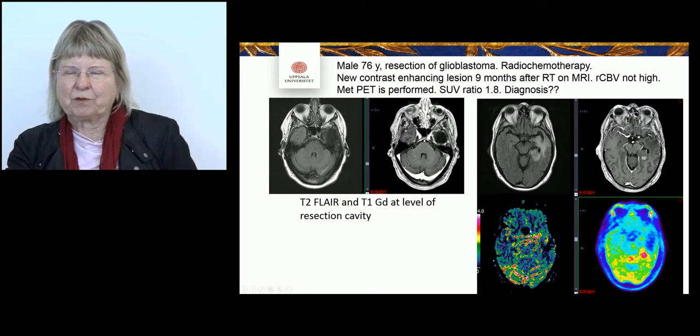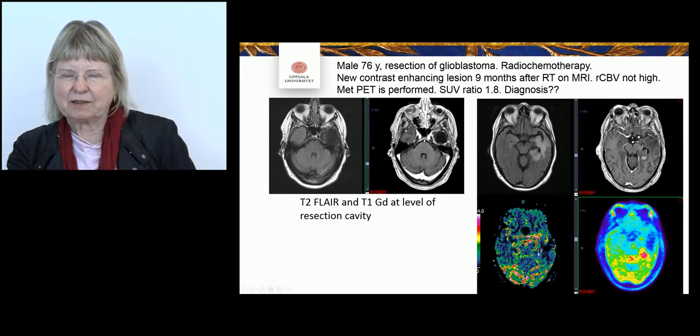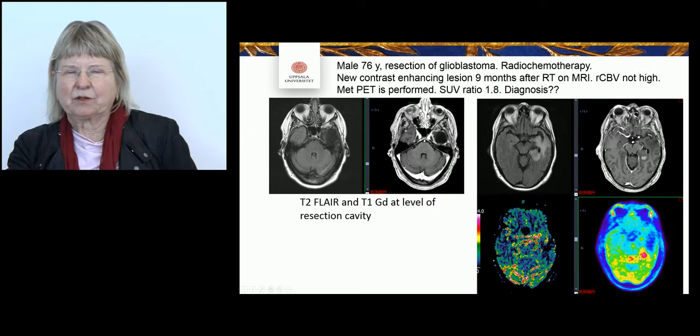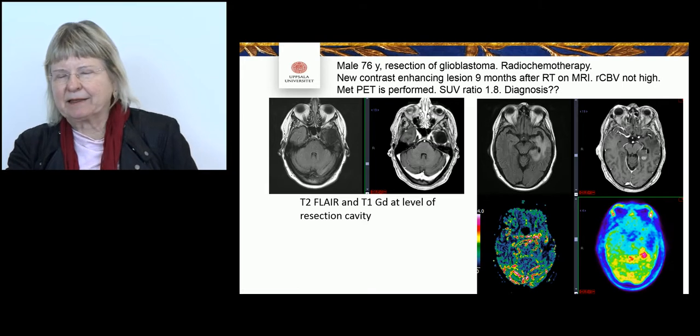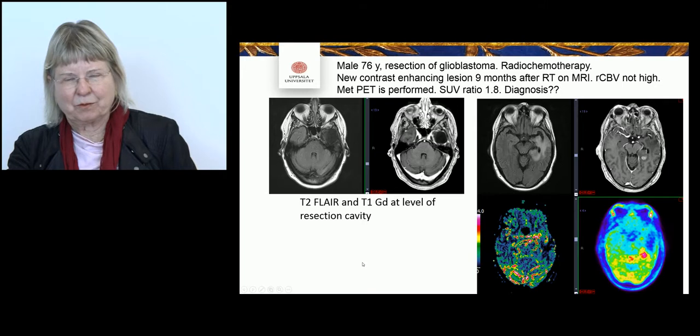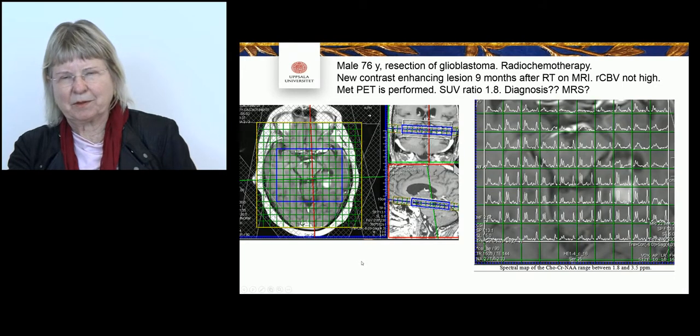Then we performed the perfusion MRI, and the RCBV was not increased in the lesion. As you can see here, there is no high RCBV, and the methionine PET showed an uptake that was not very high. The SUV ratio was 1.8. So what would you think about? You could probably conclude that they are reactive changes.